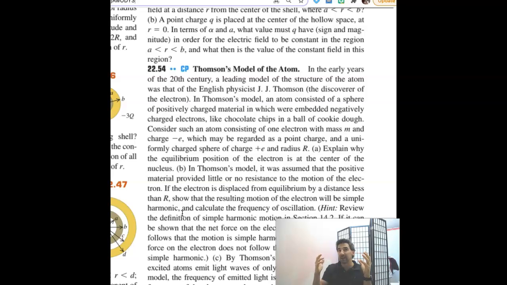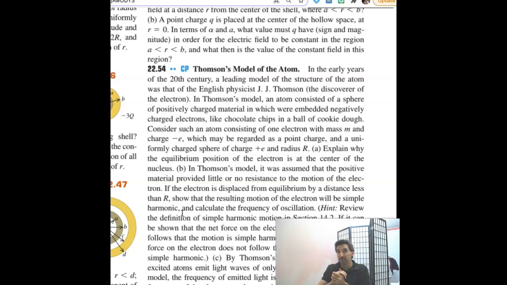The atom had to be stable, and if there's no net electric field, just like drawing again that Gaussian surface around the entire thing, we have to assume that the equilibrium position of that electron has to be at the center of my atom. So that negative, bam, right in the nucleus, where the positive is then going to be all around it in a nice equilibrium stable position.